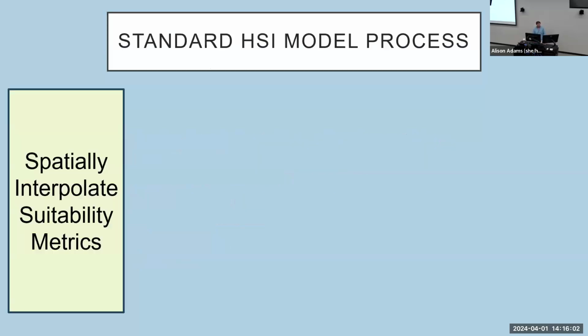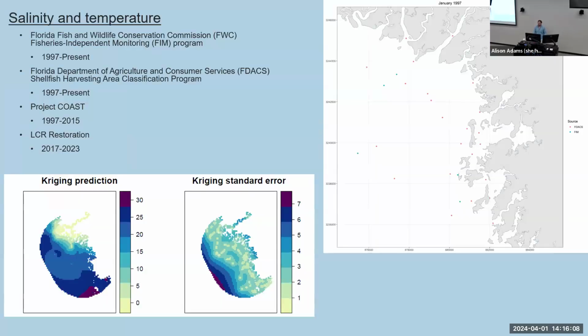The overall standard HSI modeling process is first we spatially interpolate our suitability metrics. Here I use just salinity and temperature. On the right, you can see for one month, January 1997, the distribution of salinity and temperature sampling efforts. I then use ordinary kriging in my case to spatially interpolate. I do this at a 1 hectare scale, which fit our data best. And then you can see the kriging standard error, with darker blue colors indicating higher error in areas that weren't necessarily sampled.